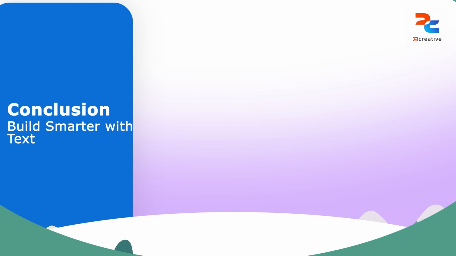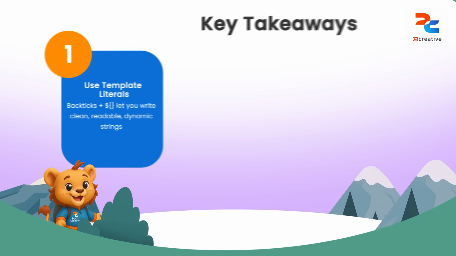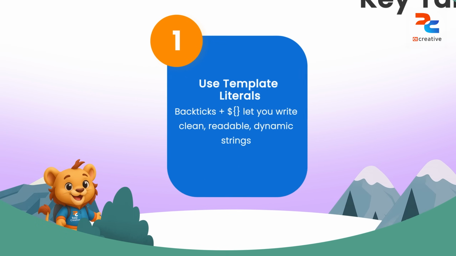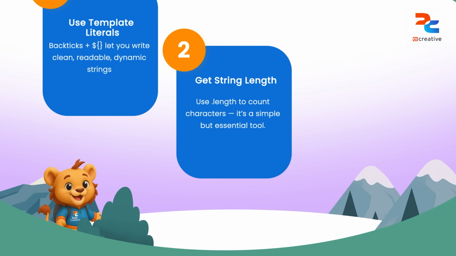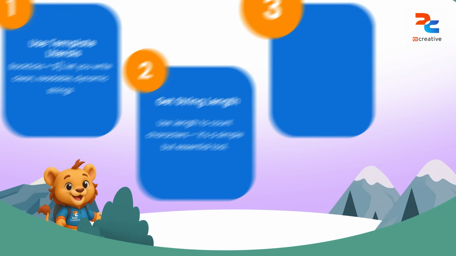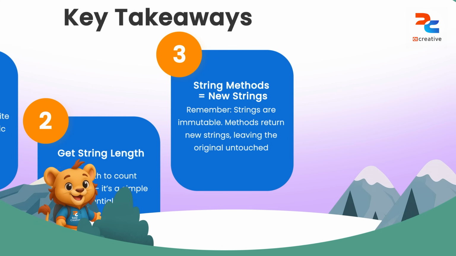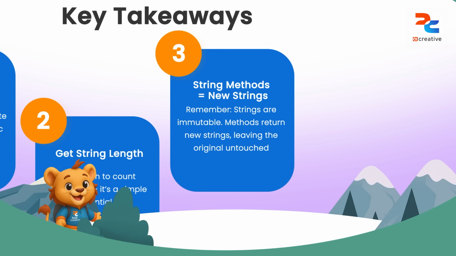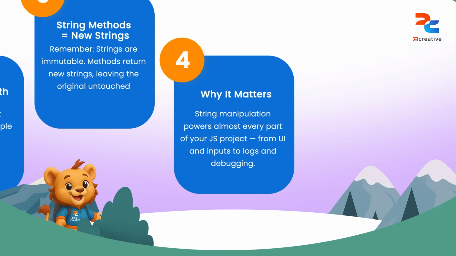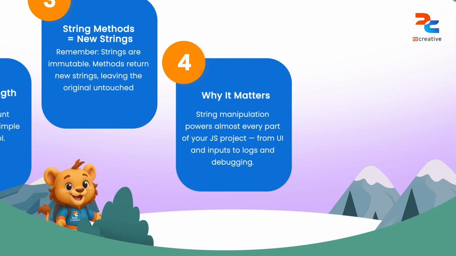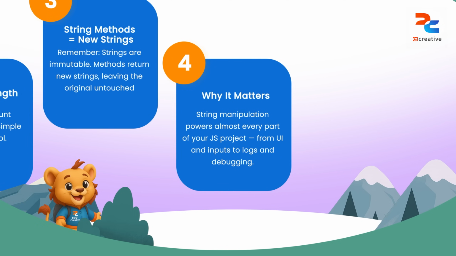Summary: use template literals with backticks and the dollar sign with curly braces for clean and dynamic string building. Use dot length to get the total number of characters. Use string methods to work with strings effectively. And remember, strings are immutable. Methods always return new strings and they don't change the original. Get comfortable with these tools because you will use them in almost every JavaScript project, from UI text and user input to logs and debugging.